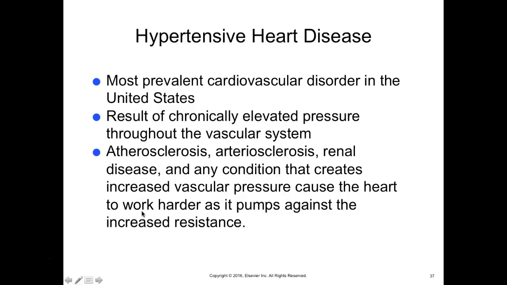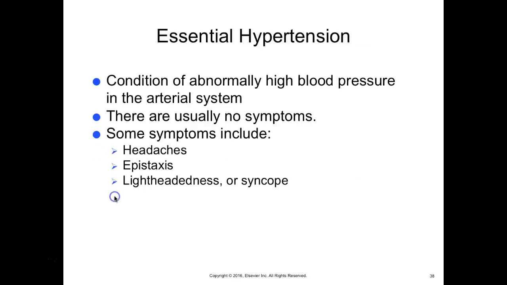So, the most prevalent cardiovascular disorder in the United States, probably most closely related to obesity and also diet. It is the result of chronically elevated pressure through the vascular system, atherosclerosis, arteriosclerosis, renal disease, and any condition that creates increased vascular pressure causes the heart to work harder. And as it pumps against the walls, there's increased resistance.